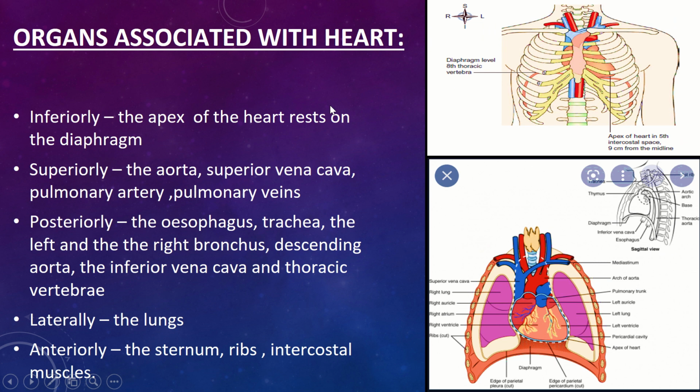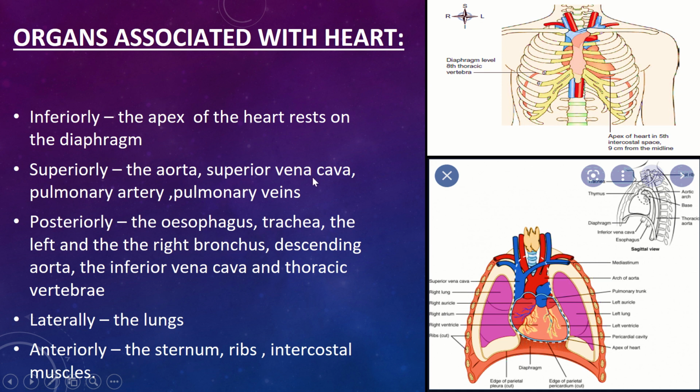So, organs associated with the heart. We can see inferior means down. So what is inferiorly associated with the heart? The apex of the heart rests on the diaphragm. Here you can see this is the apex of the heart. It rests on the diaphragm. The diaphragm is a flap-like structure which separates the thoracic cavity and the abdominal cavity. So this is the one that is present inferiorly.